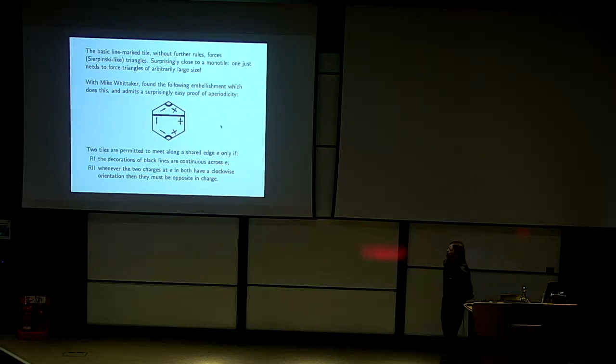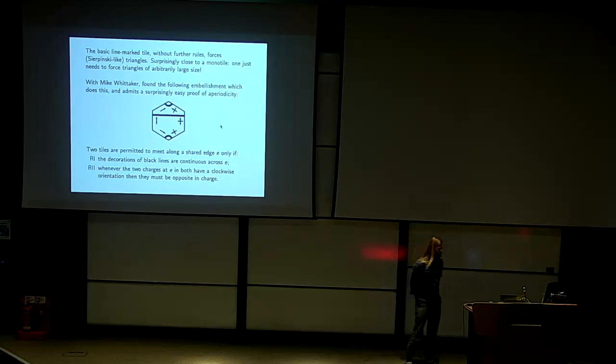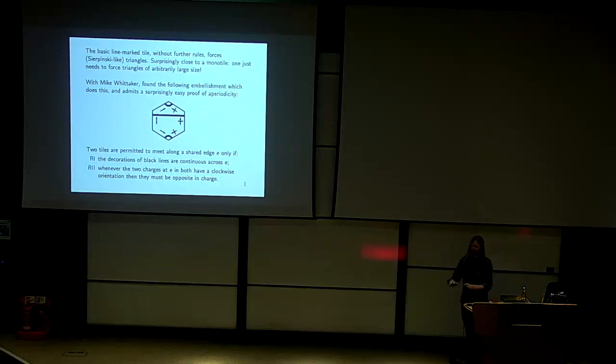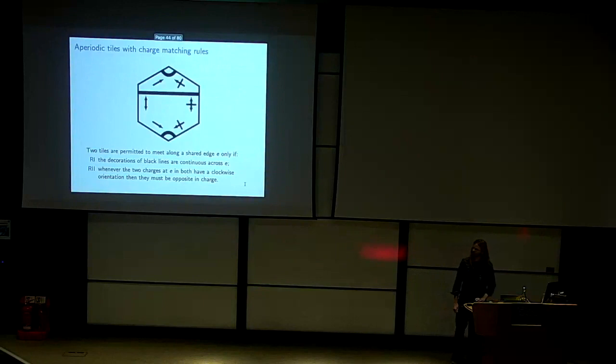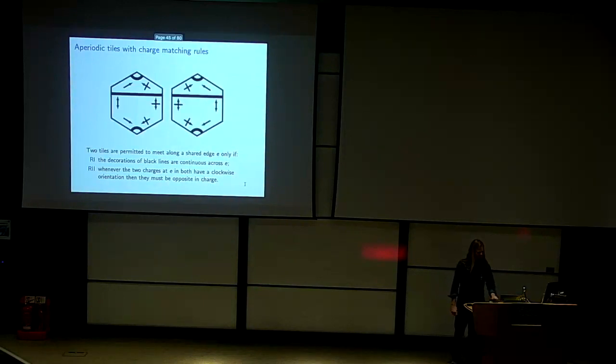And here are the rules. The first one is, of course, that the decorations of black lines have to be continuous across edges. And the second rule is that whenever you have two charges opposite each other on an edge, if they both have a clockwise orientation, then we require the charges to be opposite. Okay? So I'm going to put a bigger version of the tile here, and we're allowing reflection. So really we have these two tiles.